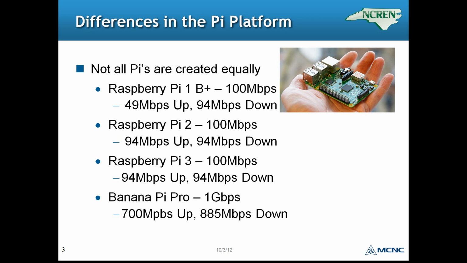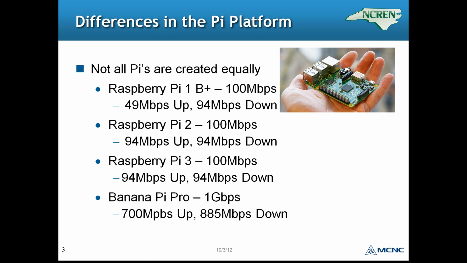So the numbers that we have on this particular slide are based on tests that we did on the Pis with iPerf, to see what the maximum throughput we could get through these devices if we were using these for bandwidth or throughput testing. As you can see, the Raspberry Pi 1 on the upside, meaning transmitting, we got about 49 megs. On the receiving side, we got closer to 100. The Pi 1, 2, and 3 all have a 100 megabit interface on them. The Banana Pi Pro actually has a 1 gig interface on it, and you can see that we get numbers closer to a gig with the iPerf testing.